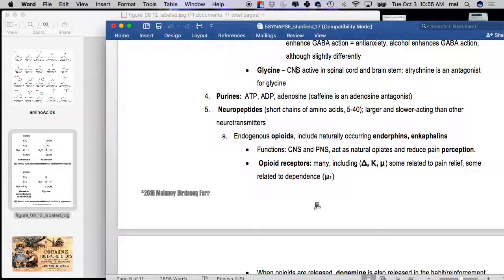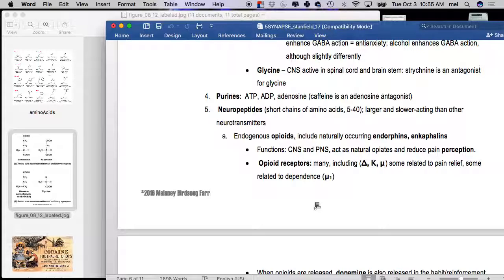Because you need it for exocytosis. So they just release it as a neurotransmitter, which is kind of interesting. So these purines are mostly CNS, and the reason you care is because most of us manipulate this one.